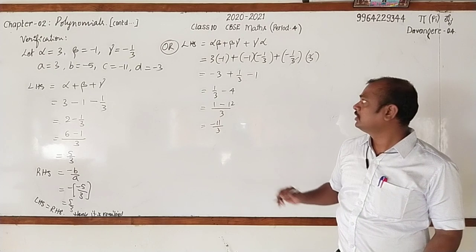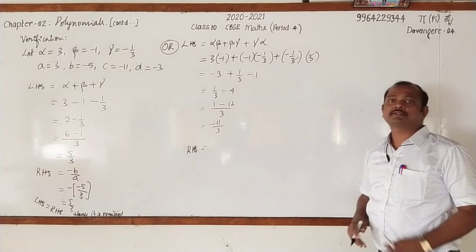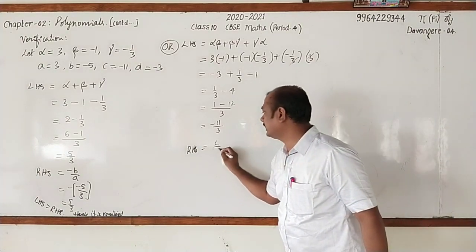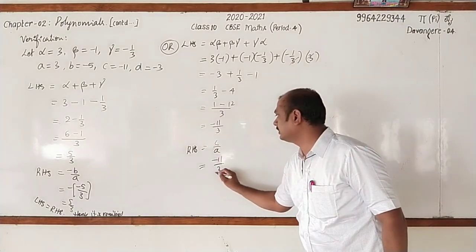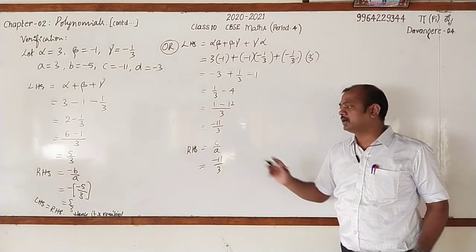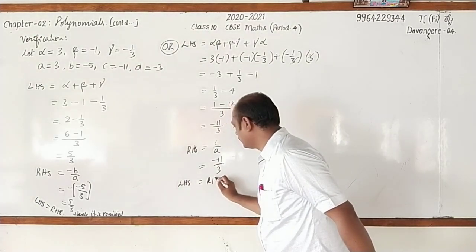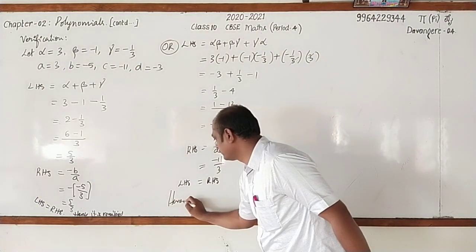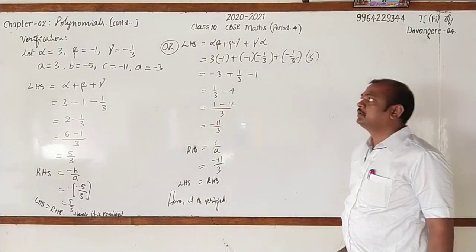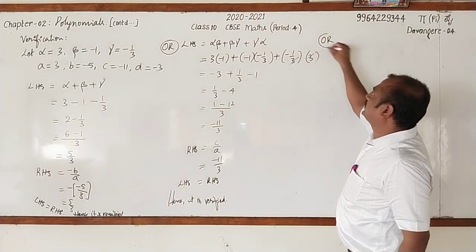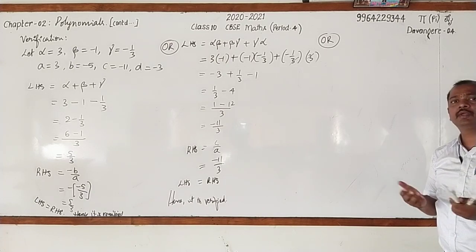This is LHS. What about RHS? Alpha beta plus beta gamma plus gamma alpha is C by A. What is C? Observe, minus 11. A, it is 3. LHS is minus 11 by 3. RHS is also minus 11 by 3. We can write LHS equal to RHS, hence it is verified. Clear? Okay. Next, one more statement is there. The product of zeros, that is equal to minus D by A. You can verify that also.